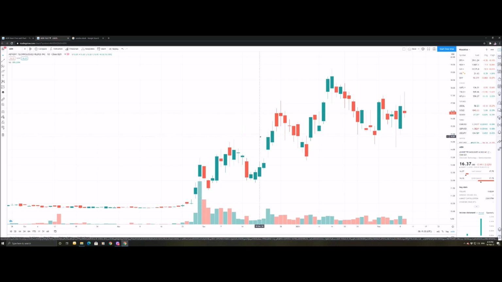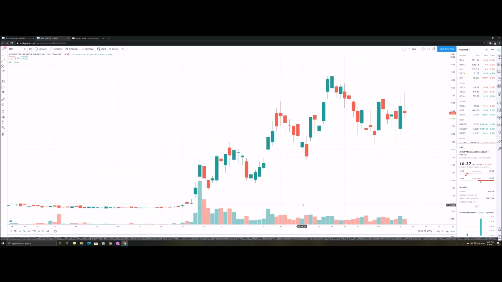Now, if we look at the body itself, if it is green, it effectively means that the price opened at this point here and closed at this point up here. And if it is red, it likely opened here and closed down here. And that's effectively the basics of understanding the candlesticks themselves, and you can work out exactly what's going on.